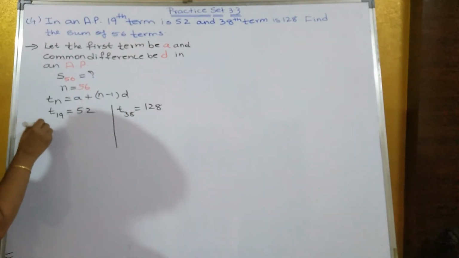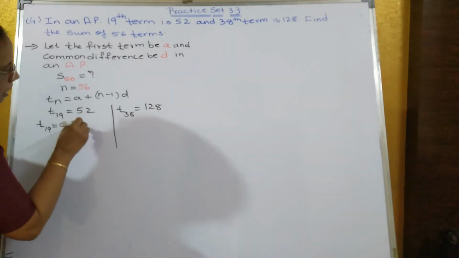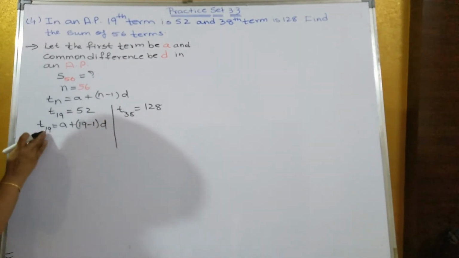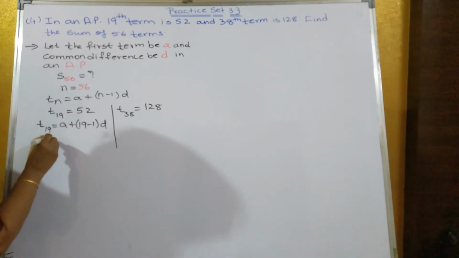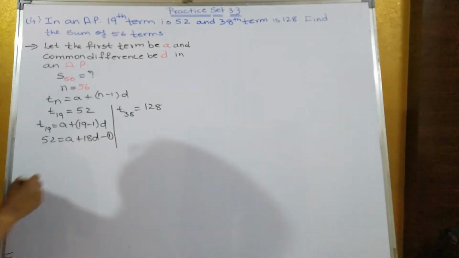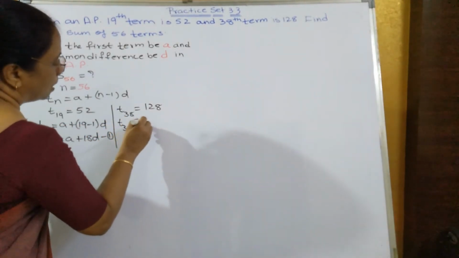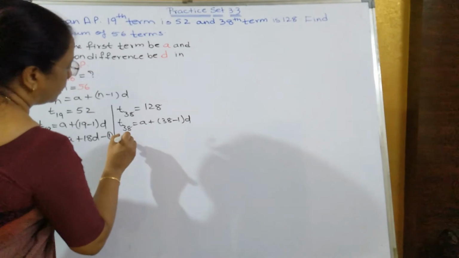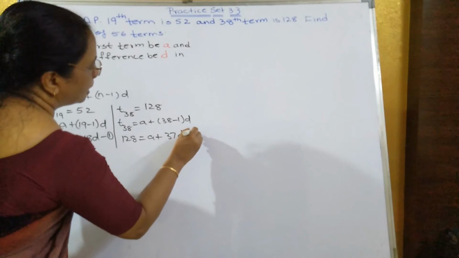So T19 will be equal to what? Using the formula, A plus 19 minus 1 into D. T19 we already know. How much is T19? 52. So 52 is equal to A plus 18D. Let this be equation 1. Similarly, you find out the other one also. T38 is equal to A plus n, that is 38 minus 1, into D. T38 is how much? 128 is equal to A plus 37D. Let this be equation 2.